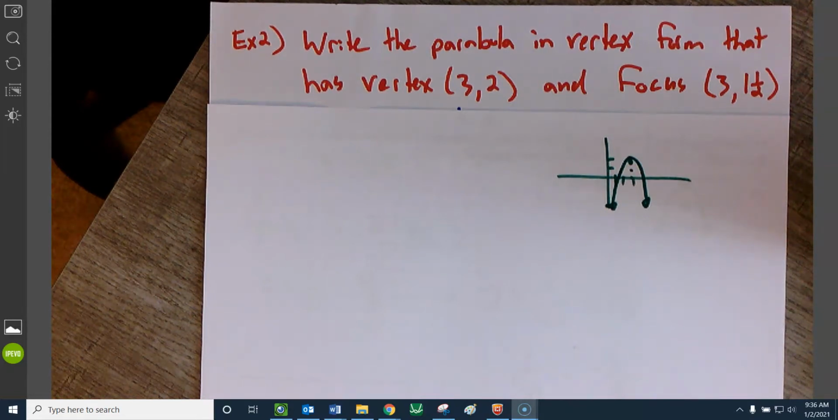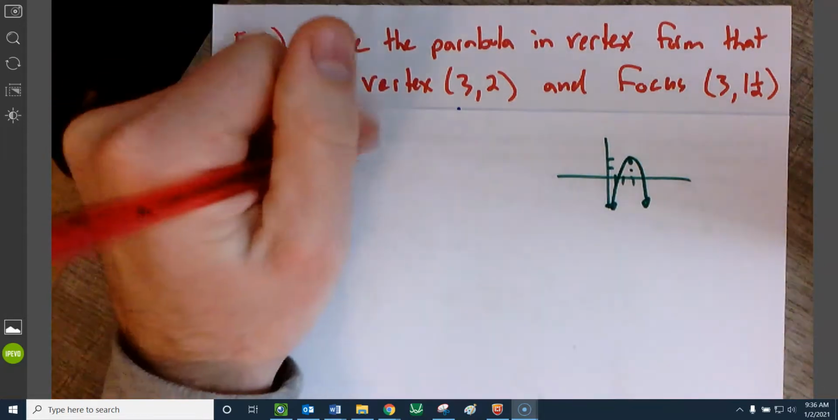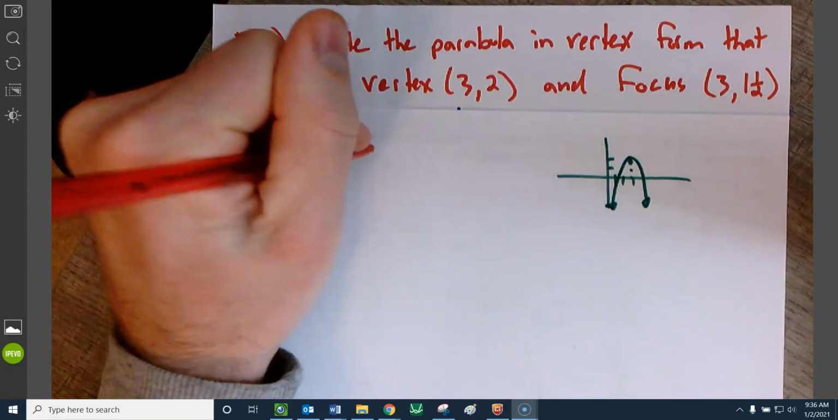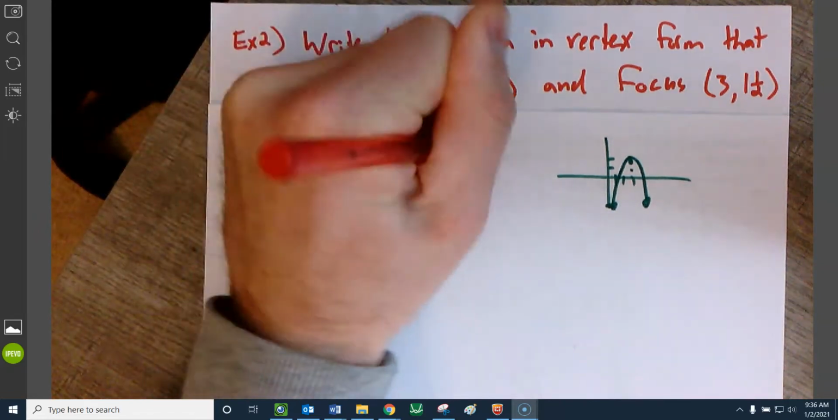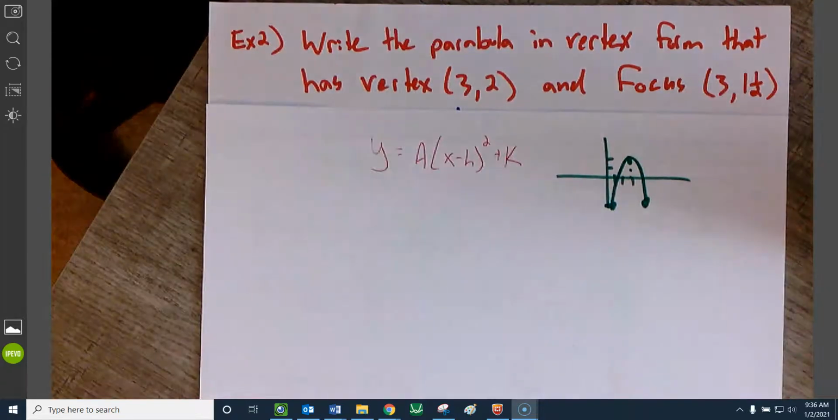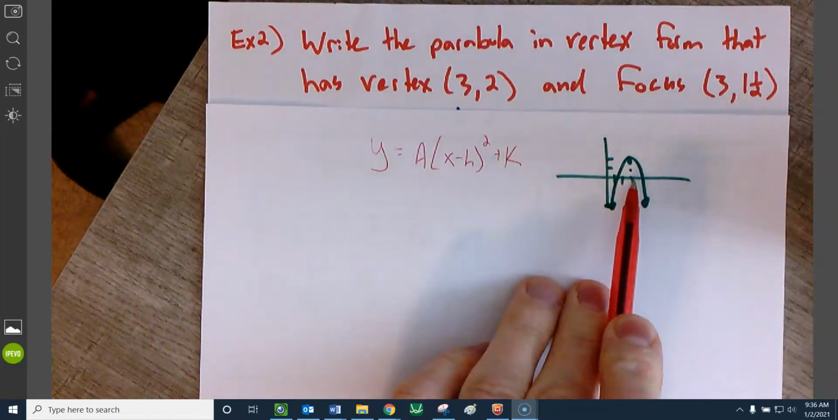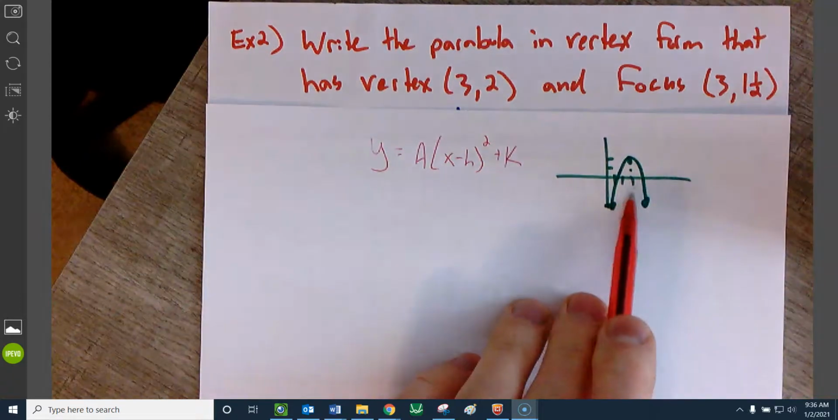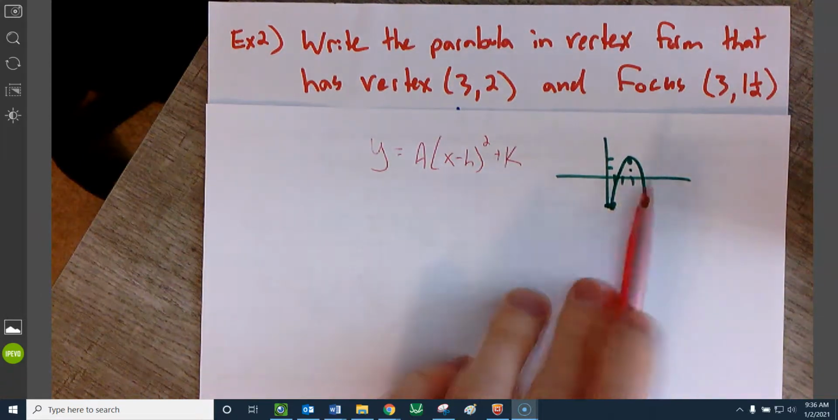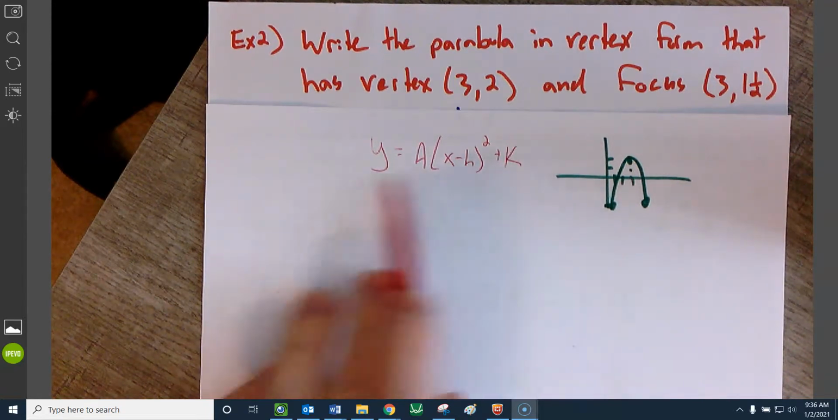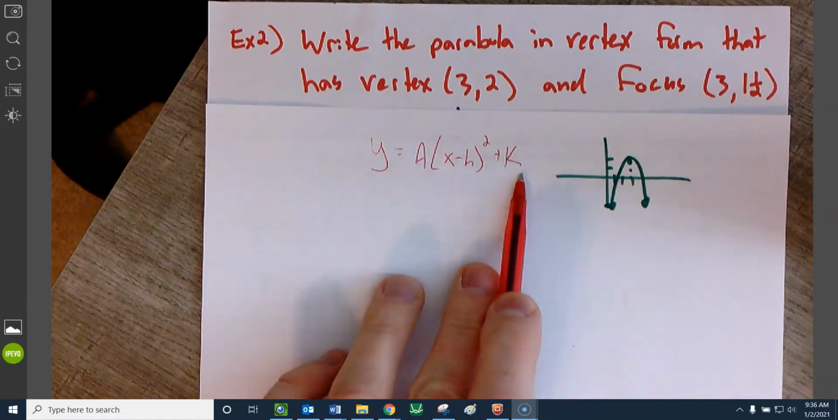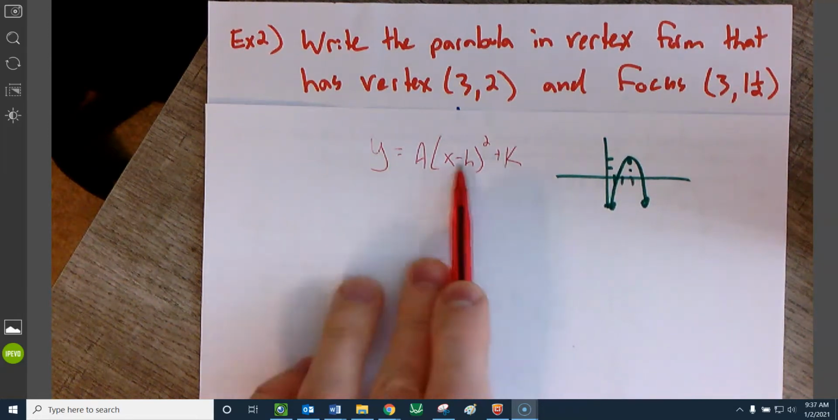So from here, I can say, okay, if it is a bottom or top opening parabola, what our equation should end up looking like is y equals a(x minus h) squared plus k. So I drew a sketch based on the information. Then I decided, is it top opening or side opening? Once I've decided that, I just put the skeleton equation here. This is what we're going to fill in, values for a, h, and k, and then we're done. That's our equation.